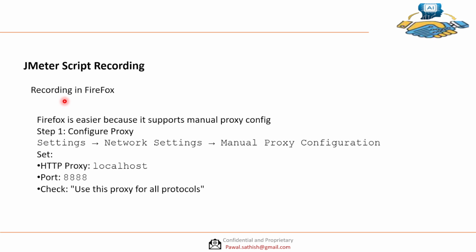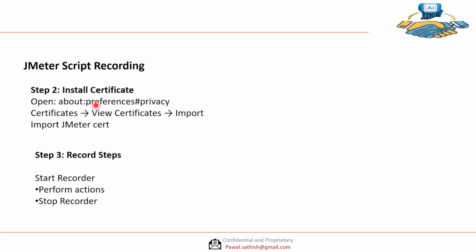How can we record a script in Firefox? First, we need to open Firefox. We go to Settings, Network Settings, Manual proxy configuration. We select the localhost and the port, and use this proxy for all protocols. I will show you all these things in the demo. Once we start the recording, we need to install a certificate. As and when you click on record, JMeter will generate a certificate, so we need to import that JMeter certificate. After that, step 3 is to start recording, perform actions, and stop recording. This is the way we can record a script.